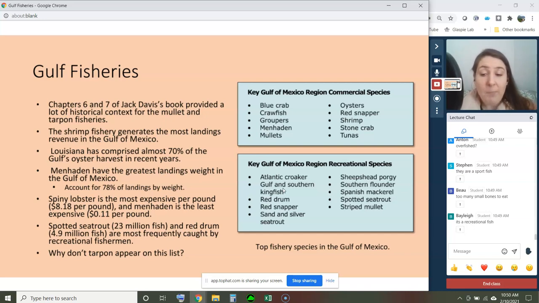But they're still out there. They still support a fishery. Lots of people still come to the Gulf to fish them. But yeah, they're not landed like the rest of these.